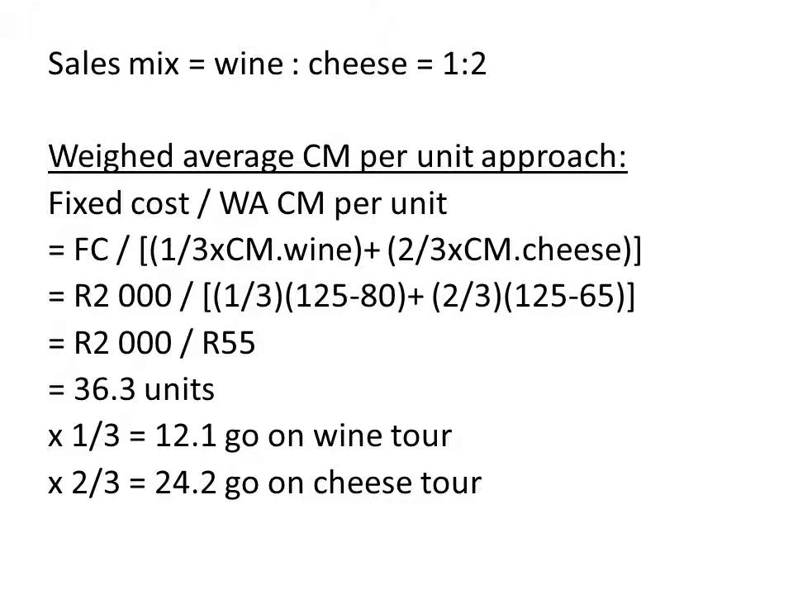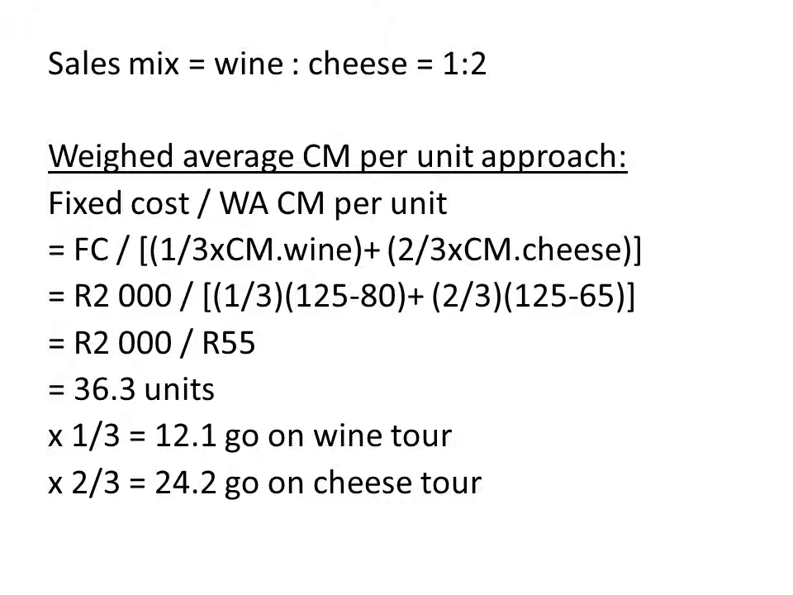Where does the 1/3 come from? Well, for every 1 wine sales ticket, there's 2 cheese tickets sold. So 1 out of every 3. 1 out of 3 is wine and 2 out of every 3 is cheese. So this gives us a weighted average contribution of 55 Rand per ticket, regardless of what it is. So fixed cost of 2,000, that's the bus, divided by the weighted average contribution, 55, is 36.3 units or students.